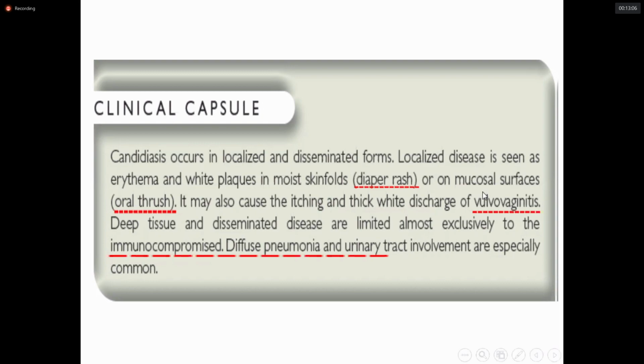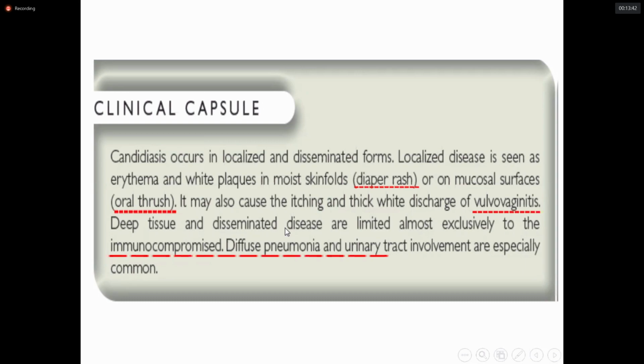Or on mucous membranes, mucous surfaces, which we call oral thrush. And we will see pictures for these two conditions. Sometimes it may cause vulvovaginitis. A female taking broad spectrum antibiotic for a long time, like tetracycline, may have overgrowth of Candida albicans causing vulvovaginitis. So remember, diaper rash, oral thrush, and vulvovaginitis.